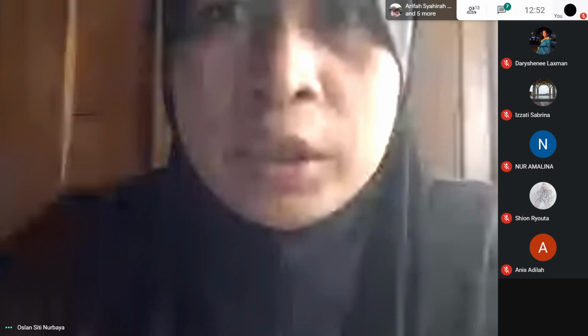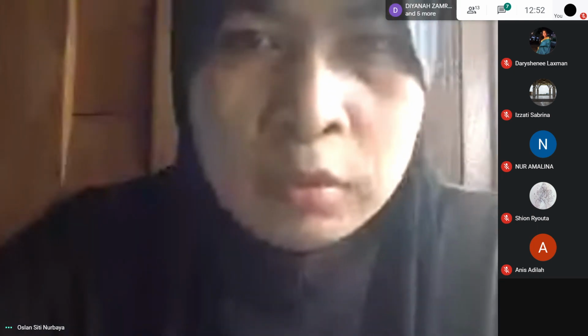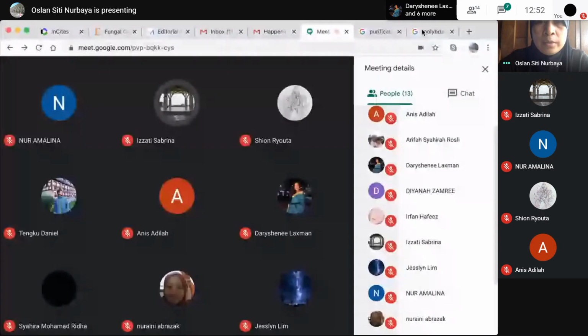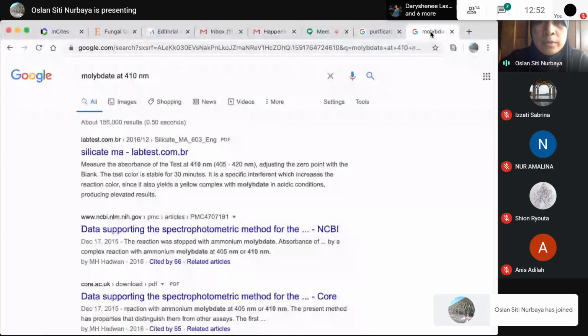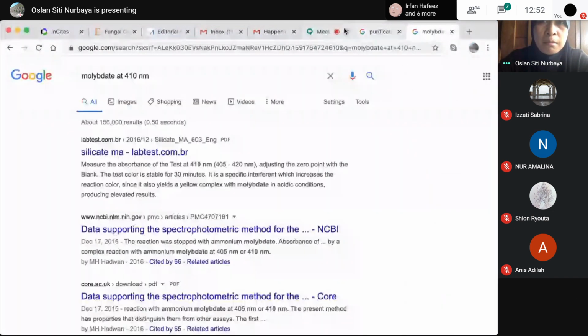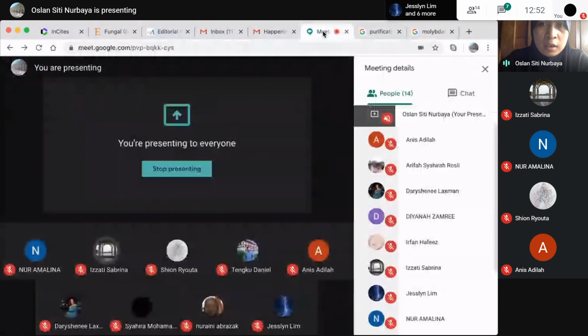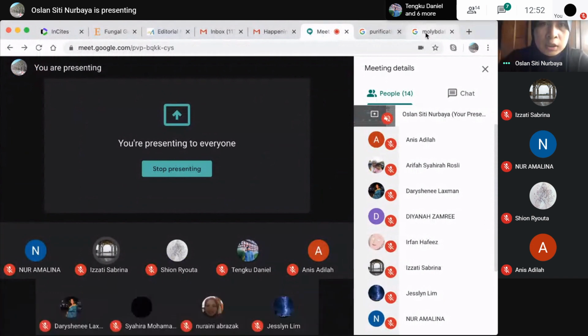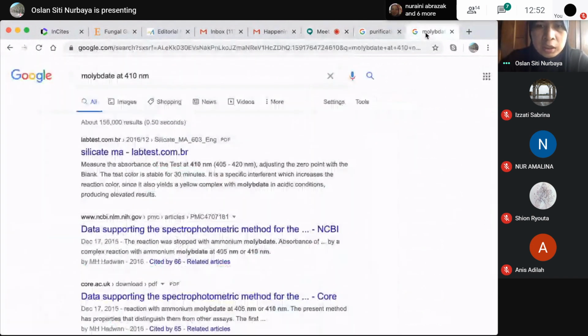I'm going to stop sharing this one. I'm going to share this window for the molybdate. Is this molybdate or not? Can you see, Nani? Can you see, doctor?